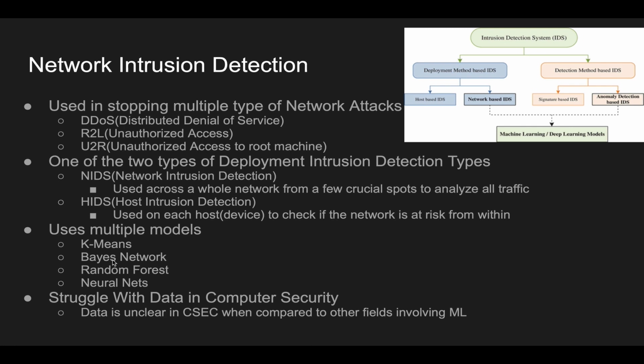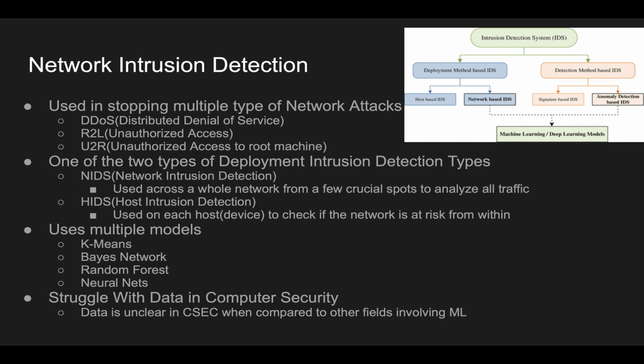Another topic I would like to talk about today is network intrusion detection systems and how you could use machine learning in them. So basically, network intrusion detection systems are systems that detect and try to stop network attacks such as DDoS, which is distributed denial of service attacks, R2L, which is unauthorized access to the network, U2R, which is unauthorized access to the root machine, and other attacks. Network intrusion is part of a broader topic of intrusion detection systems, which include host-based intrusion detection systems and network-based intrusion detection systems.